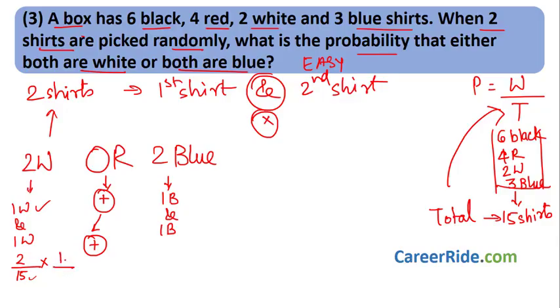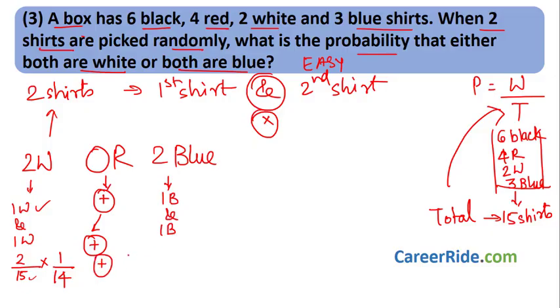So I want to choose white. What I want is white divided by total possibilities. I've already taken out one shirt. I've kept it in my hand. So how many total shirts are remaining in the box? 15 minus 1, 14. Okay, 14 shirts remain. This plus sign comes over here.